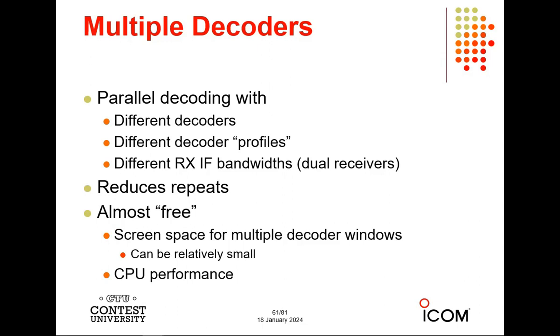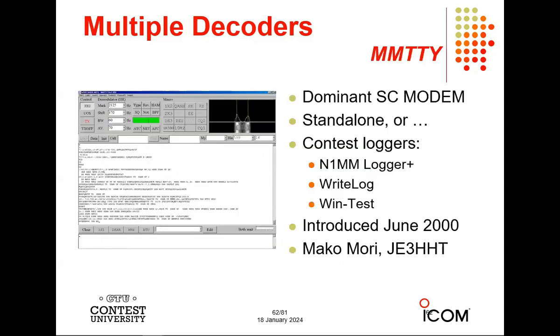MMTTY, for example, has built in half a dozen different decoding profiles, I call them, for flutter and QRM and fading and things like that. If you set up a window for different conditions, as you're receiving a signal, oftentimes one of those windows will copy perfectly where the others won't. If you had just one decoder window, you're just playing the odds of whether you're going to copy or not. Since it's free, I advocate that people look at setting up multiple decoder windows. There's no extra hardware. It uses the same audio signal. It just uses a different software algorithm to decide on the character that's on the air. So that's what multiple decoders is all about.